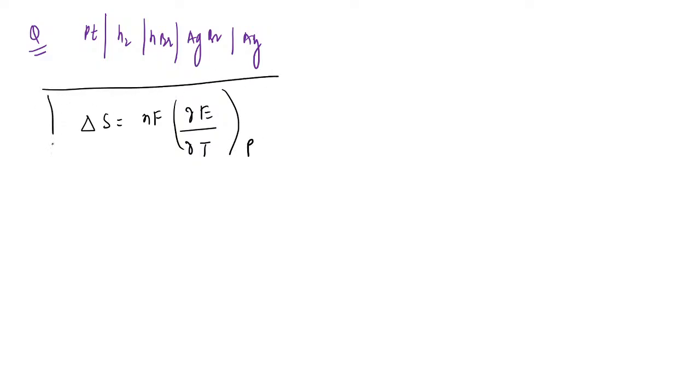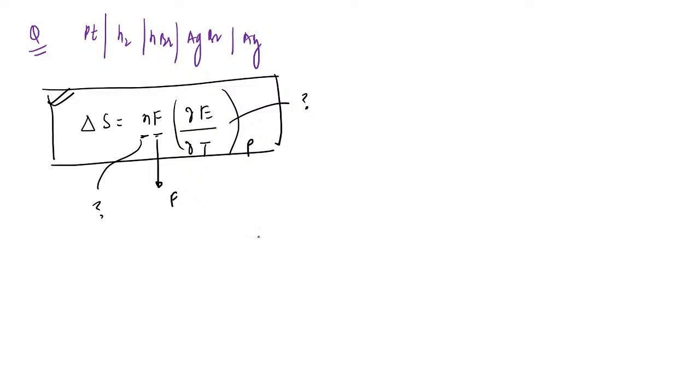So what is your entropy when we are relating thermodynamic parameters? Entropy is delta S equals nF times the change in E value divided by the change in temperature at constant pressure. This is your value of entropy, right? Any doubts? Now we know F is a constant value, Faraday's constant, and we have to find the n value.